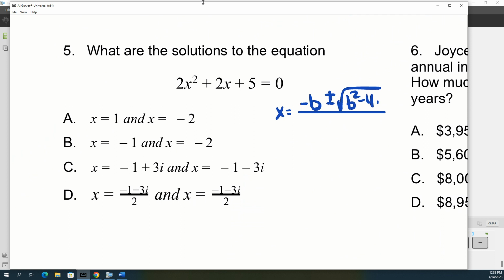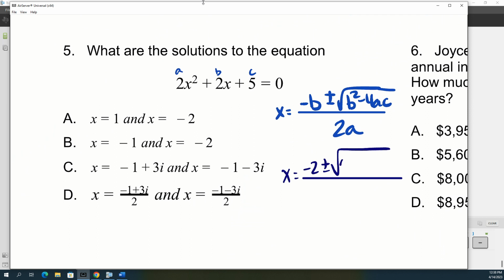b squared minus 4ac, divided by 2a. Good. Okay, all right, so a is 2, b is 2, c is 5. So I'm just going to put 2 in for b, 2 in for a. Oops, forgot the 4. And 5 in for c.